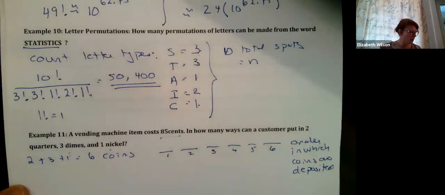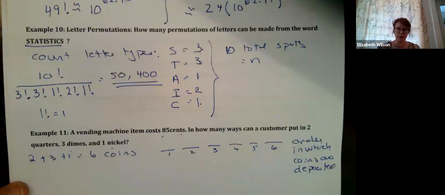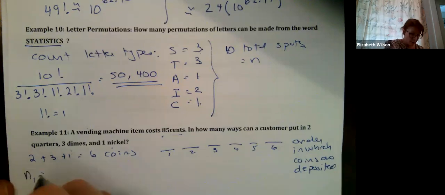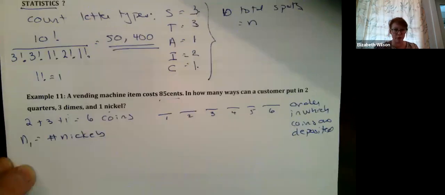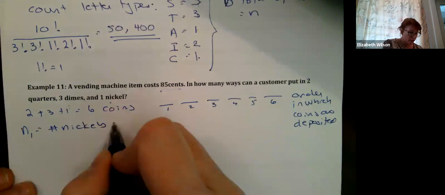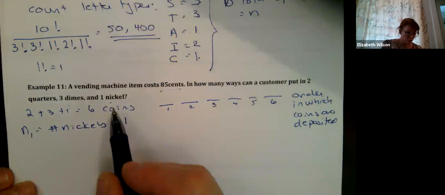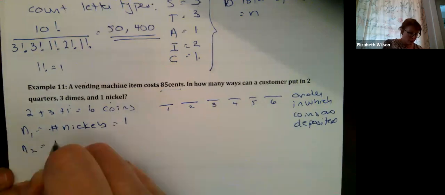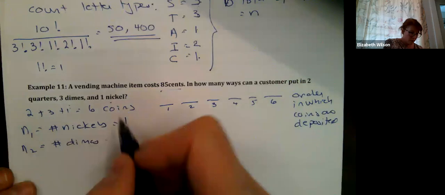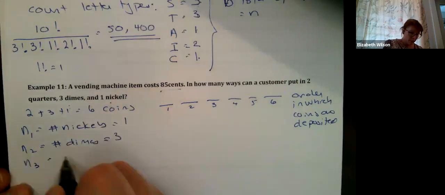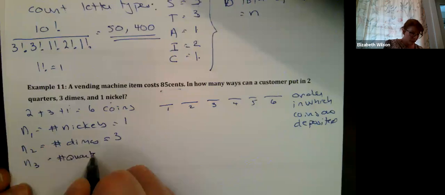So I'm going to assign all coins of a particular value into its own group. I'm going to say N1 is the number of nickels, and it doesn't matter, I could have said N1 was the number of quarters. We're all going to be adding it up, just going from the lowest to the highest. So the number of nickels is equal to 1, we were told that at the beginning. N2 is the number of dimes, and I've got 3 dimes. N3 is the number of quarters, and we have 2 quarters.